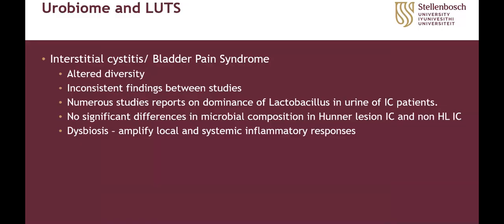So if we look at the urobiome and what we know in interstitial cystitis or bladder pain syndrome, the key finding from most of these studies is an altered diversity in the urinary microbiome. The findings are inconsistent between them, and once again, numerous studies report a dominance of lactobacilli in the urine of these patients with interstitial cystitis. However, we are not yet sure why there is this dominance, whether the lactobacilli is a promoter of the inflammation, a compensatory response, or maybe just a marker of dysbiosis.